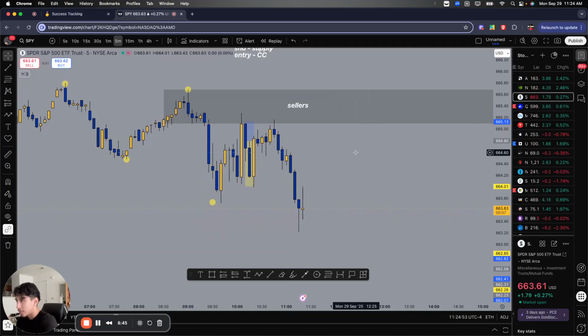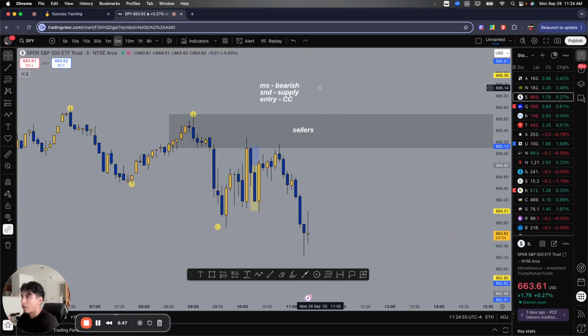If you find these three things, there's no reason for you not to execute, right? If you see market structure on your side, if you see a supply zone that matches with the structure, and if you see an entry model that you like, then take it. There's no reason for you not to do that. So that was basically today's trade. Very simple trade. And that's really it. That's all I have to go over.